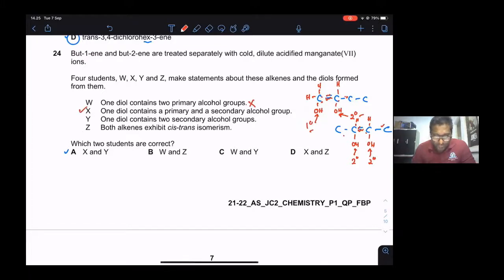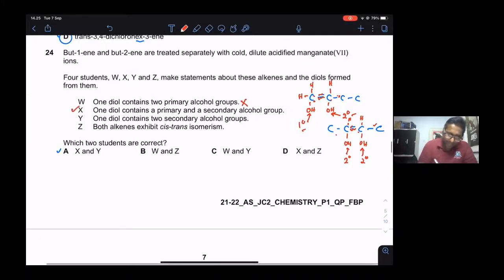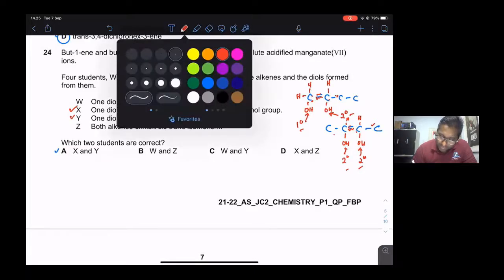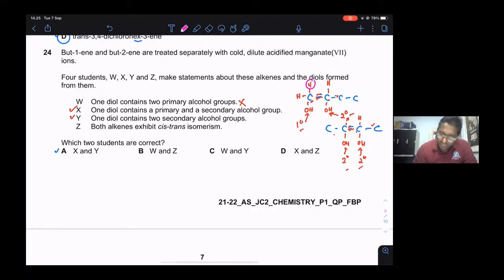One diol contains two secondary alcohol groups. Yes, okay, this is also correct. Both alkenes exhibit cis and trans isomers. No, you see that this one, the carbon over here, has two same groups. Cannot exhibit cis and trans. So this one, no. So the answer is going to be X and Y. So this is going to be my answer.